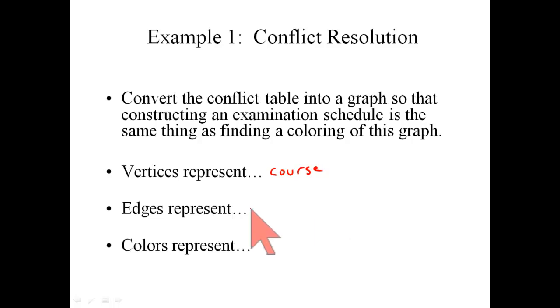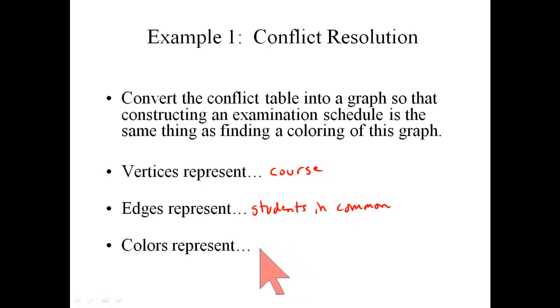Let's have edges represent students in common. We're going to connect vertices, in other words, connect courses by an edge if those two courses have at least one student in common. Remember, that's pretty much how graph coloring worked. In fact, exactly how graph coloring worked.